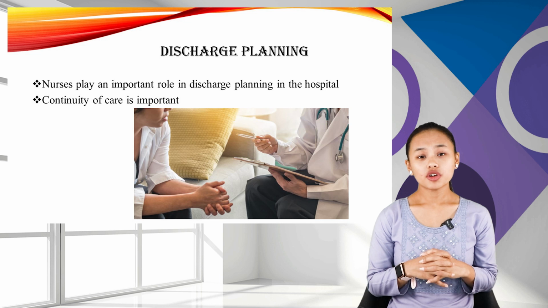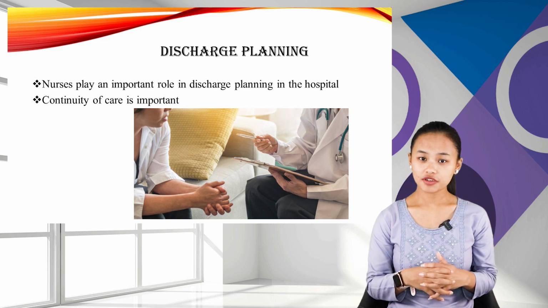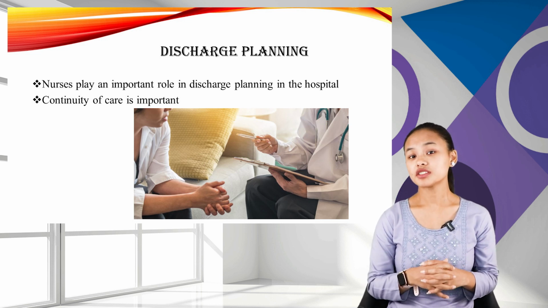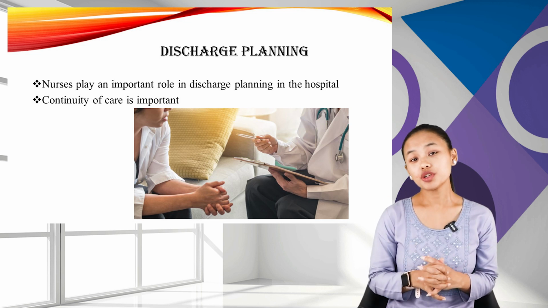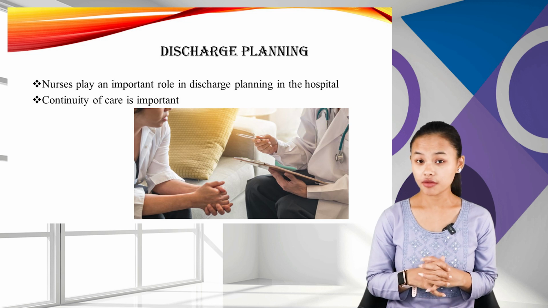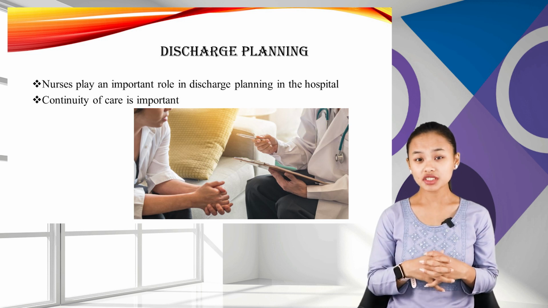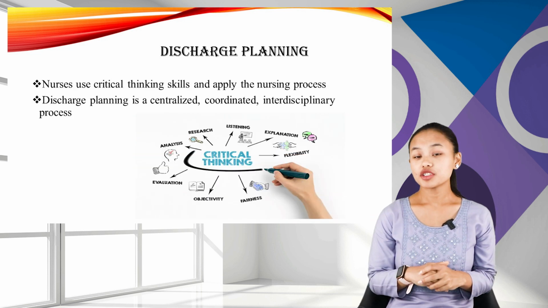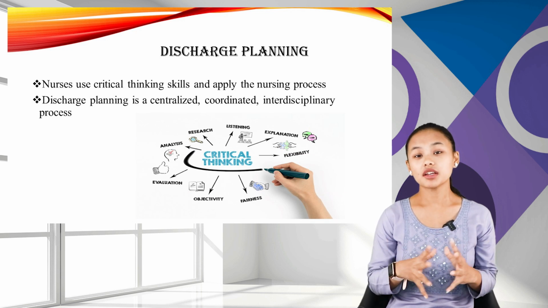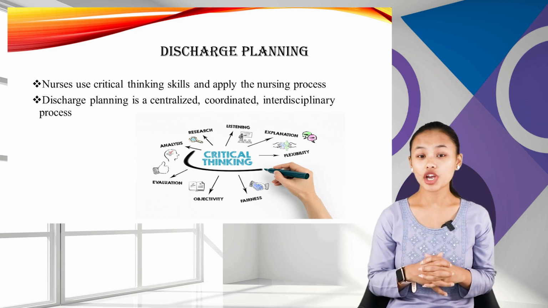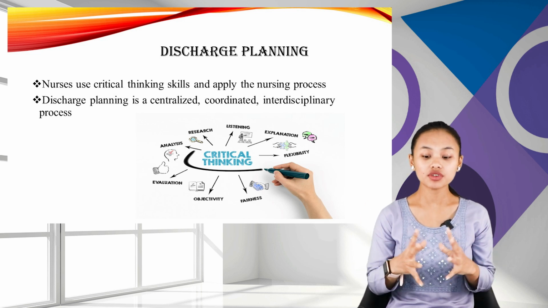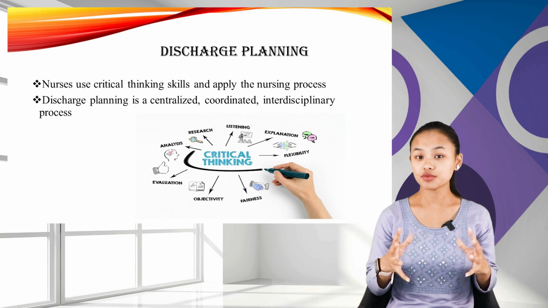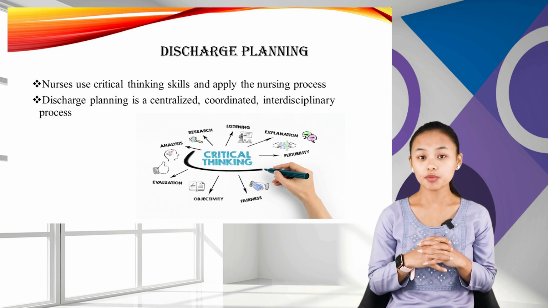Now, in order for discharge to happen, you must plan for it, right? So here a nurse plays a major role in planning for the discharge of the patient. As a nurse, we know, right, that continuity of care is very important. So in order to achieve this continuity of care, the nurse must use her critical thinking skills and apply the nursing process so that the discharge happens smoothly.